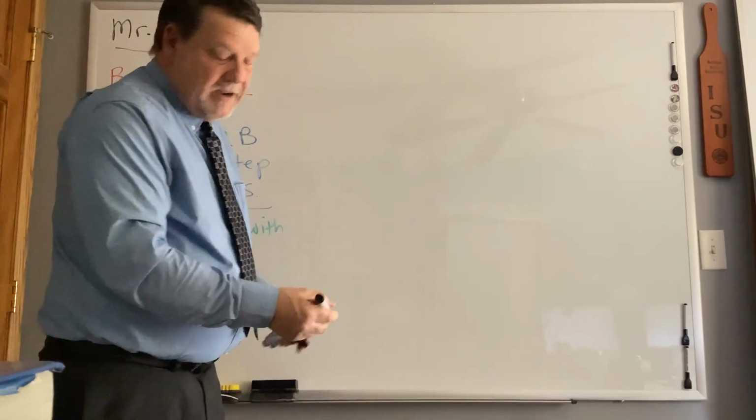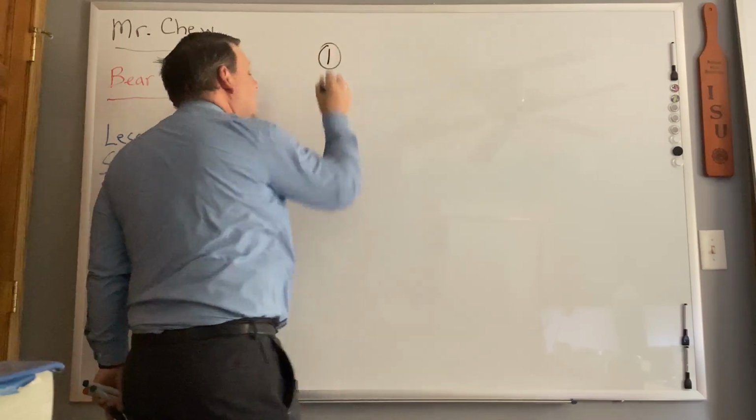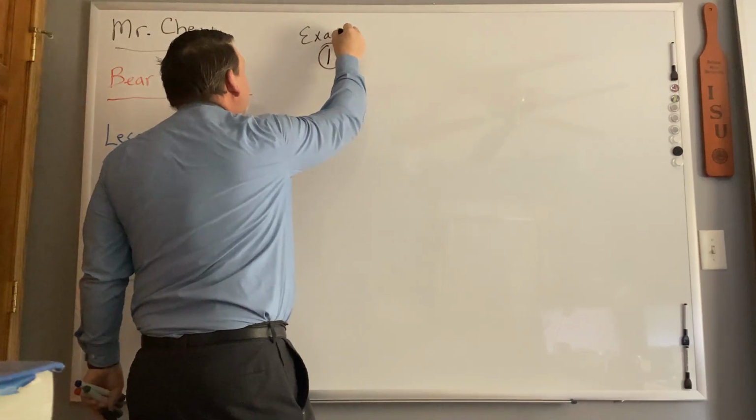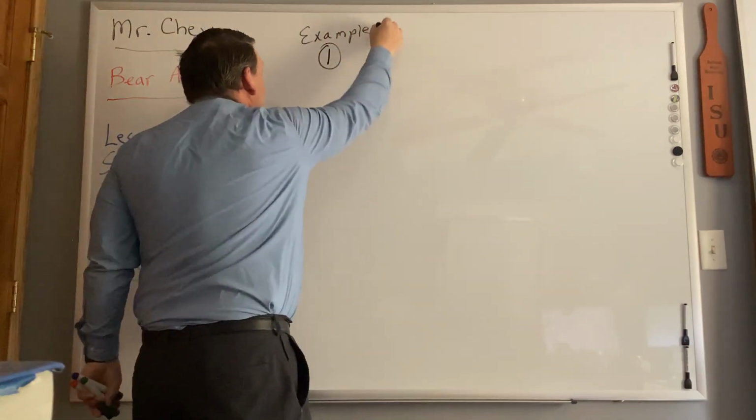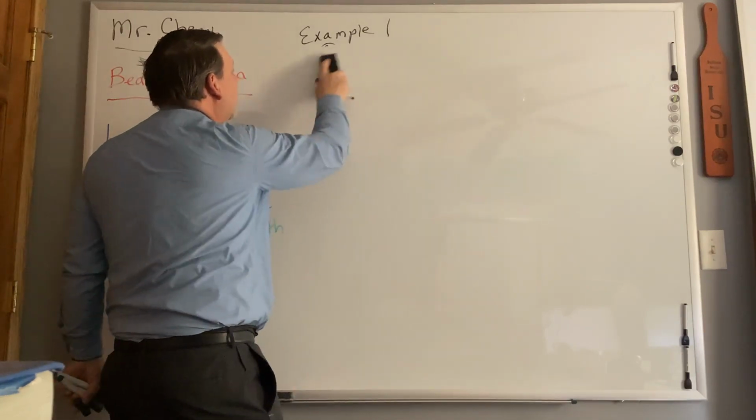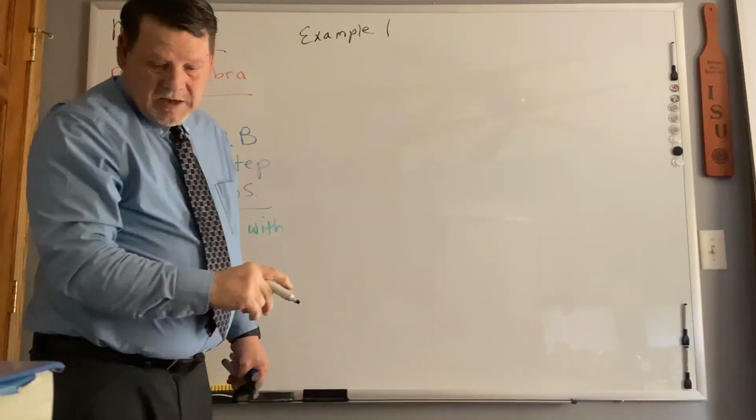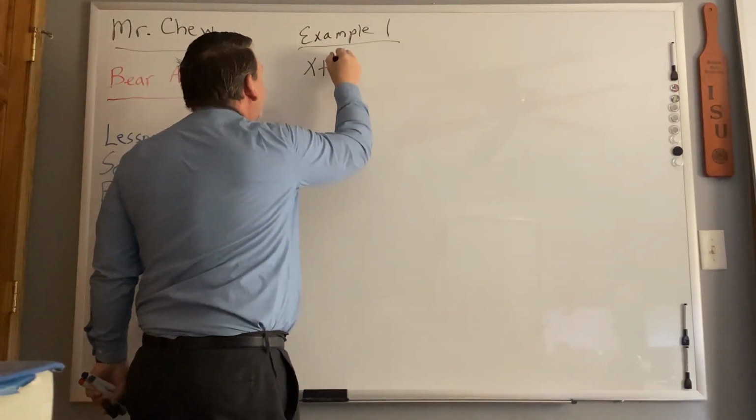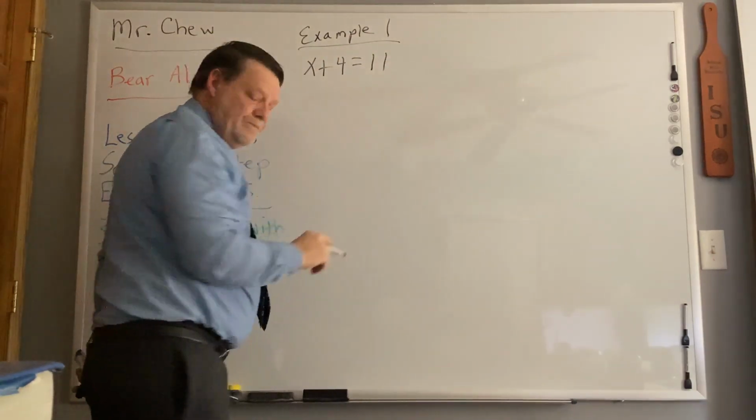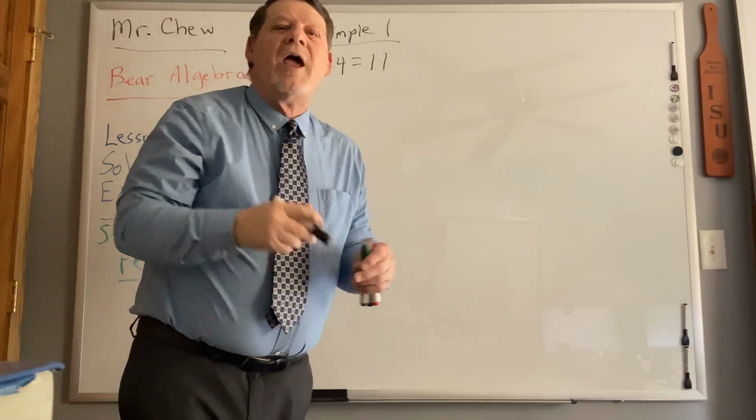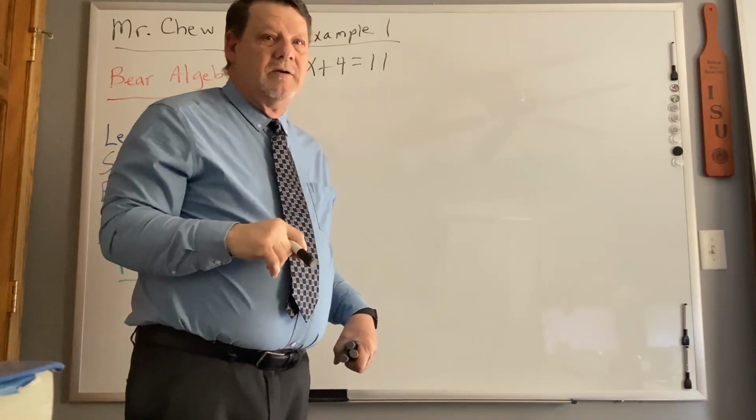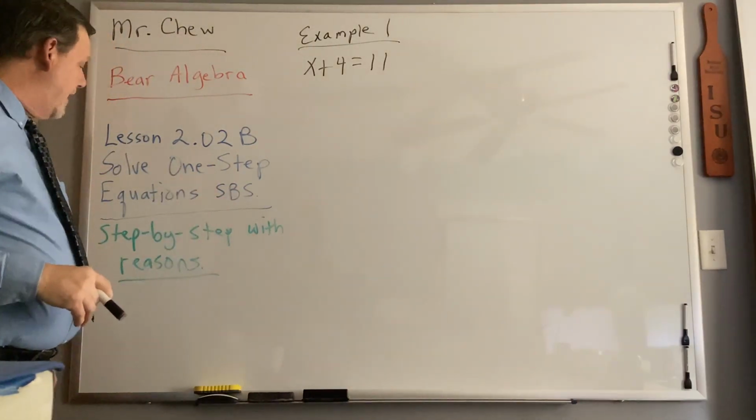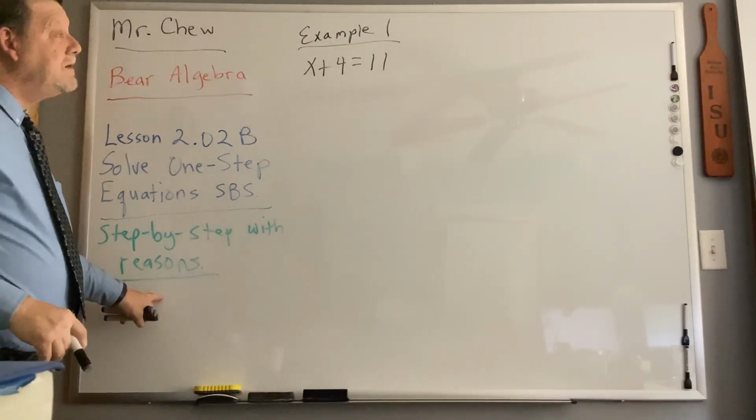So example 1 is a simple one-step equation. I'm going to write the equation right underneath it. Example 1 is x plus 4 equals 11. Now, almost everyone knows the answer to that, but you don't know how to write down each step in a SBS, step-by-step method, and you don't know how to write the reasons down.